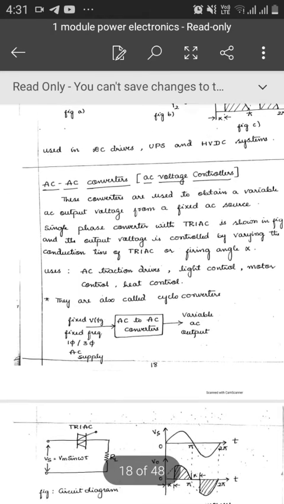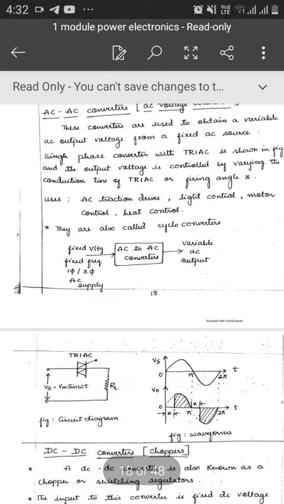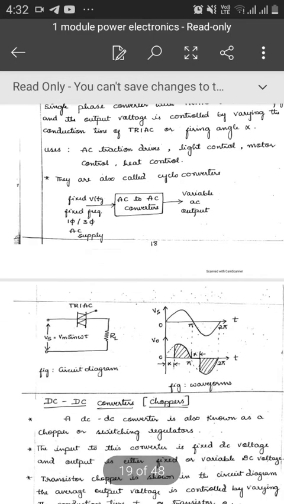AC regulators are used for speed control of fans, blowers and pumps. The block diagram and input output waveform of AC regulators are shown in the figure. Here is an AC regulator using a device, the triac. When the triac is on, it takes the conduction. The input output waveform is shown in the figure. By controlling the firing angle alpha of the triac, we can control the AC output voltage. You can see that in the output waveform of the figure.